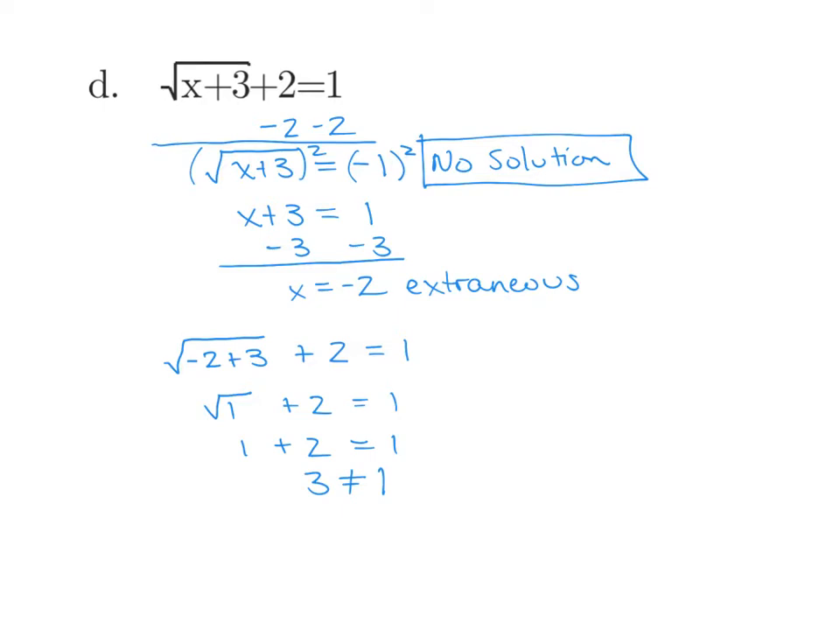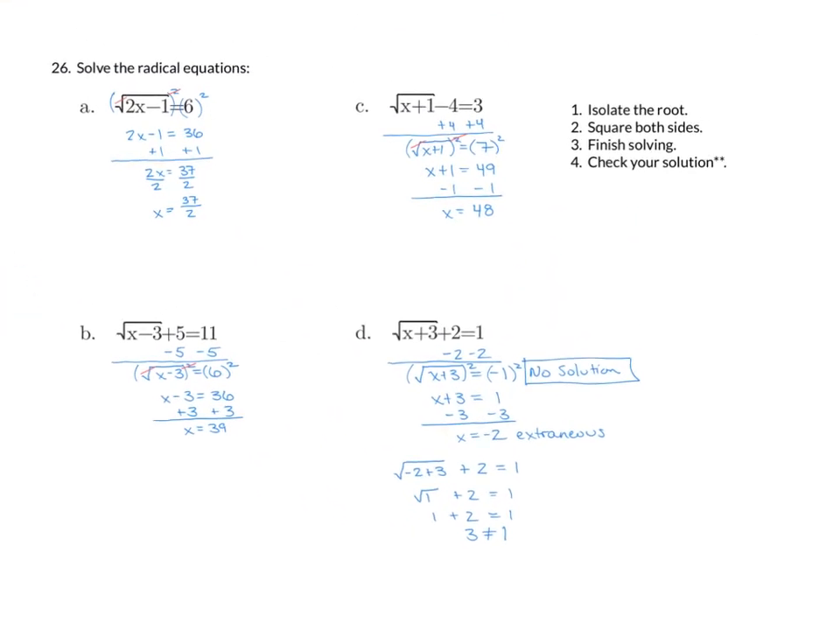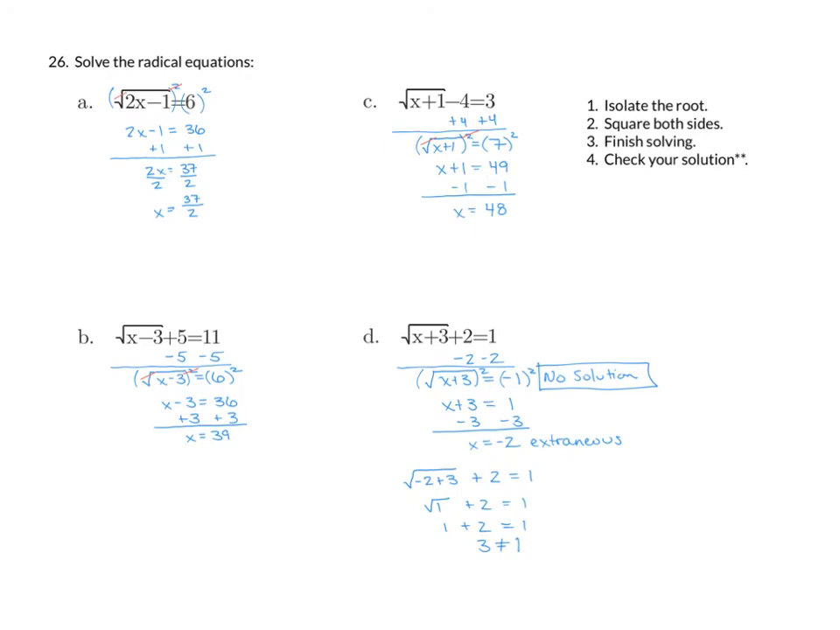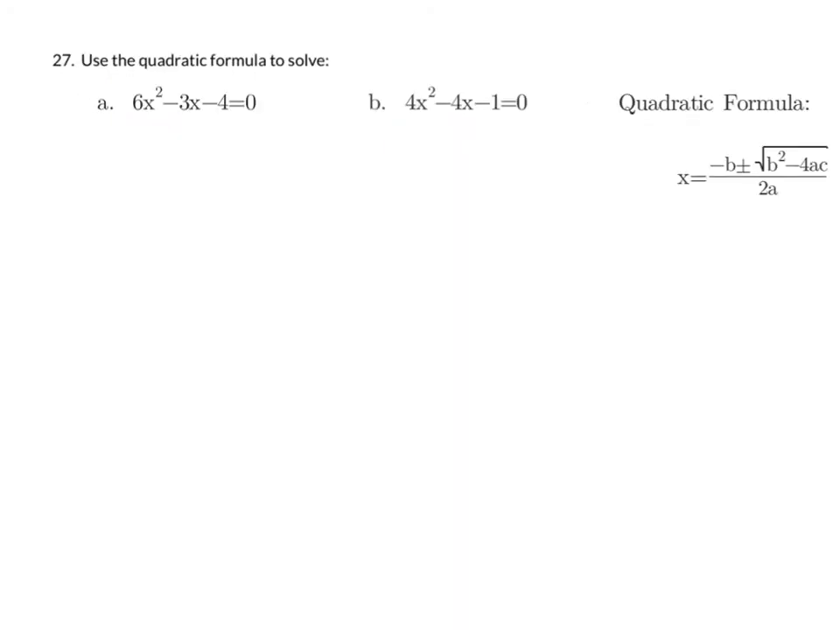All right, so that takes care of solving radical equations. The next thing we're going to look at is solving using the quadratic formula. So we want to plug into our quadratic formula. Our quadratic formula is x equals negative b plus or minus the square root of b squared minus 4ac, over 2a.